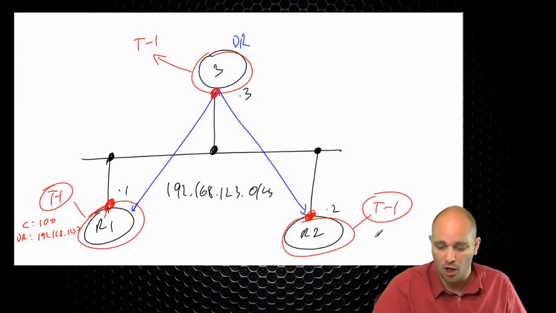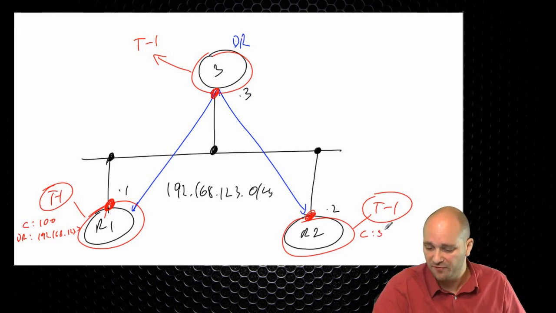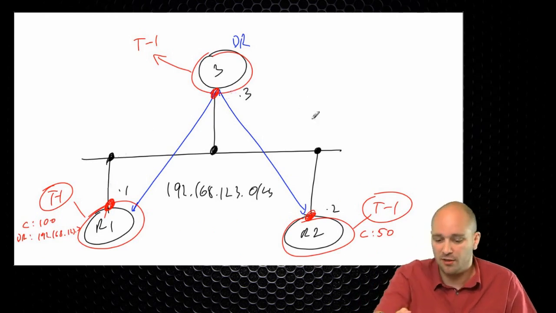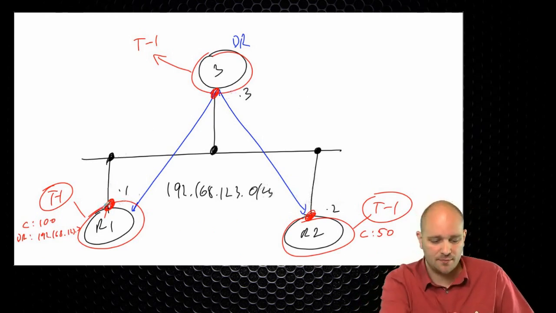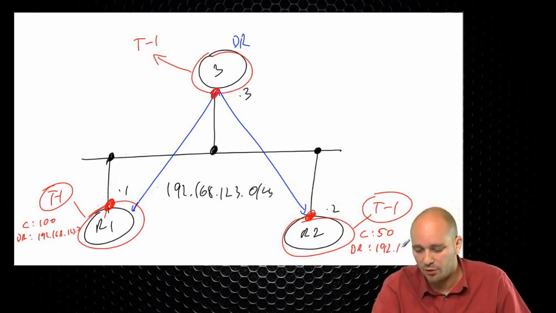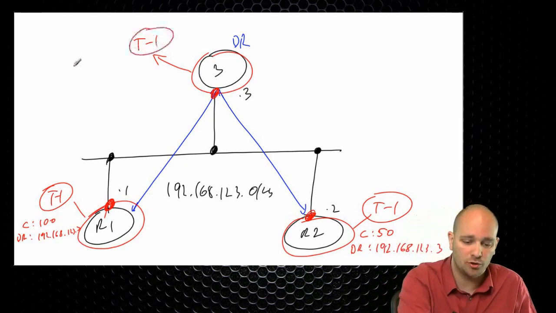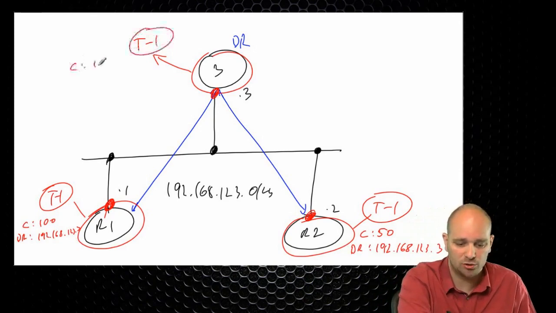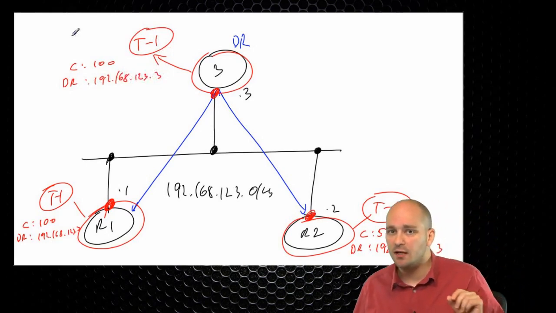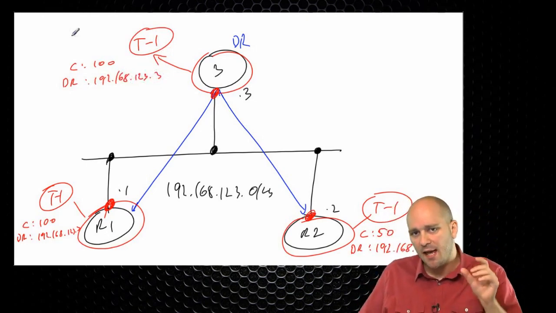Type 1 LSA on R2 will have, let's say, that the cost is 50. So the cost doesn't have to be the same, right? This could be a gigabit interface, or this could be a fast Ethernet interface. So of course, sometimes the costs might be different. And we're going to have the information about the DR, that is 192.168.1.3. This type 1 here is going to contain the information that, let's say, cost is also 100, and that the DR is 192.168.1.3.